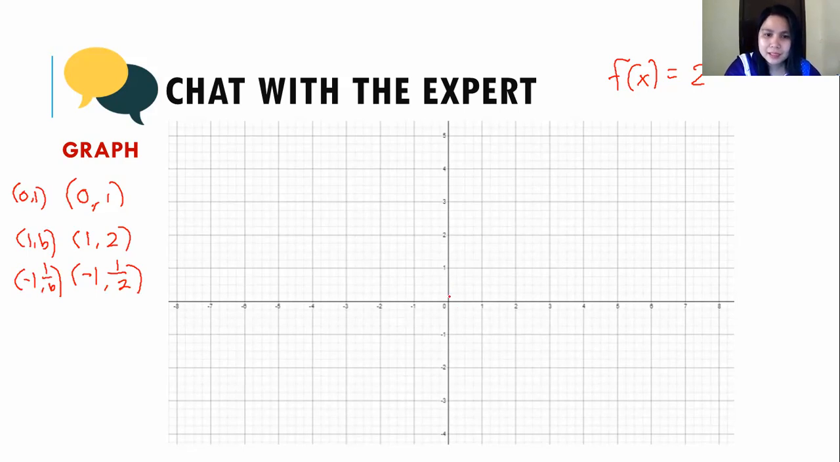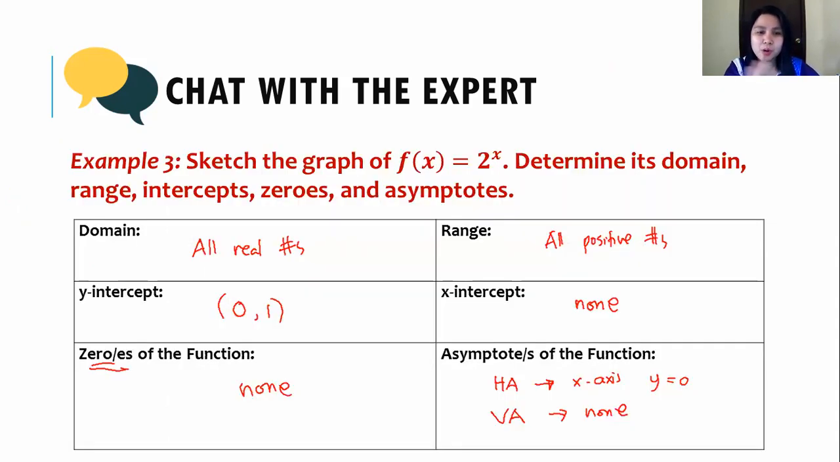So let's now plot 0, 1. Next, 1, 2. And negative 1, 1 half. And as you connect the dots, remember that it will never cross the x-axis. It's asymptotic to the x-axis. Any questions? In your worksheet, you'll only have this one. I only show the graph for you to visualize how it will look like, but there's no graphing in your worksheet.